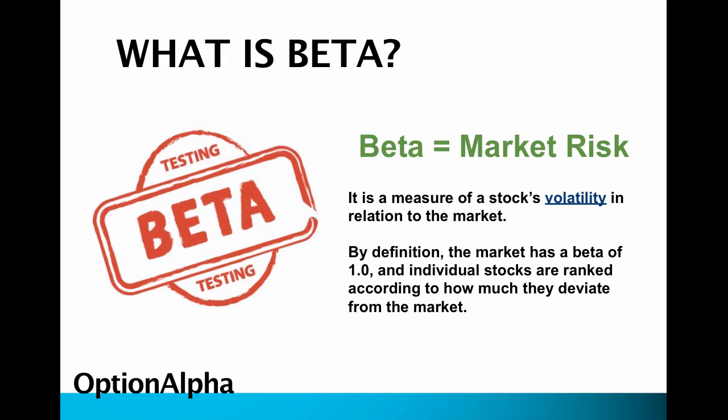So if we are measuring a stock's volatility in relation to the market, we have to know what the market is, right? Well, by definition, the market has a beta of 1. Generally we accept that the S&P 500 index is the best and most efficient portfolio, and that's the index that we're going to relate as a beta of 1. Individual stocks are ranked according to how much they deviate from how the S&P 500 trades.